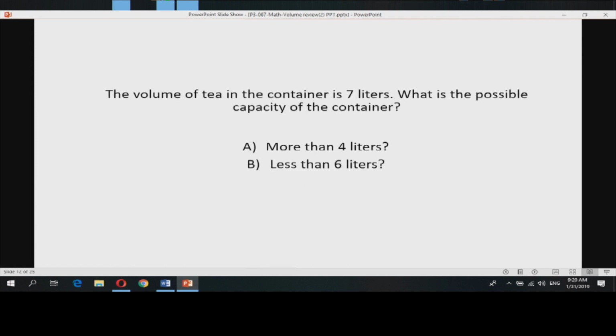The volume of tea in the container is 7 liters. What is the possible capacity of the container? Could it be more than 4 liters? Yes. Could it be less than 6 liters? No. It has to be more than 4 liters. Yes. Because 7 is more than 4.